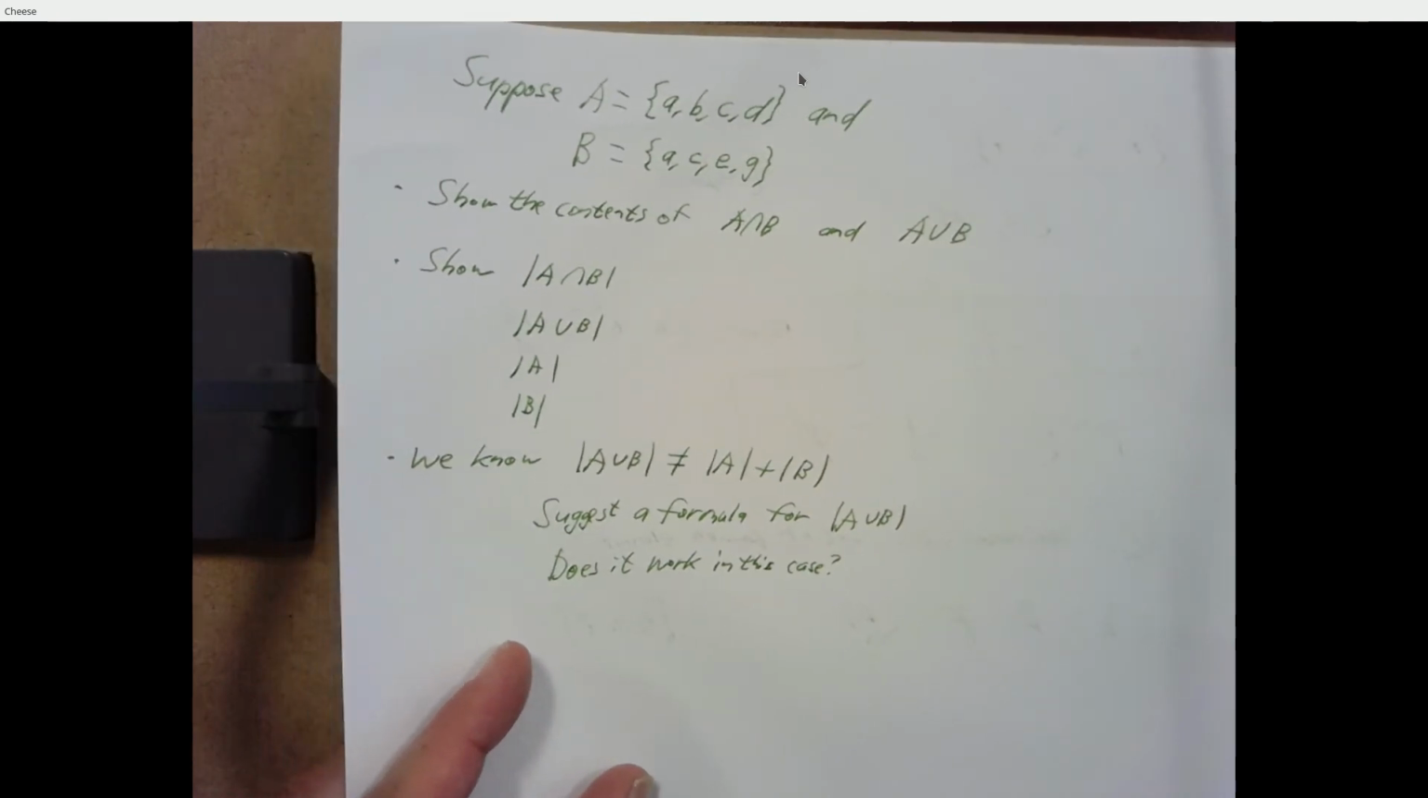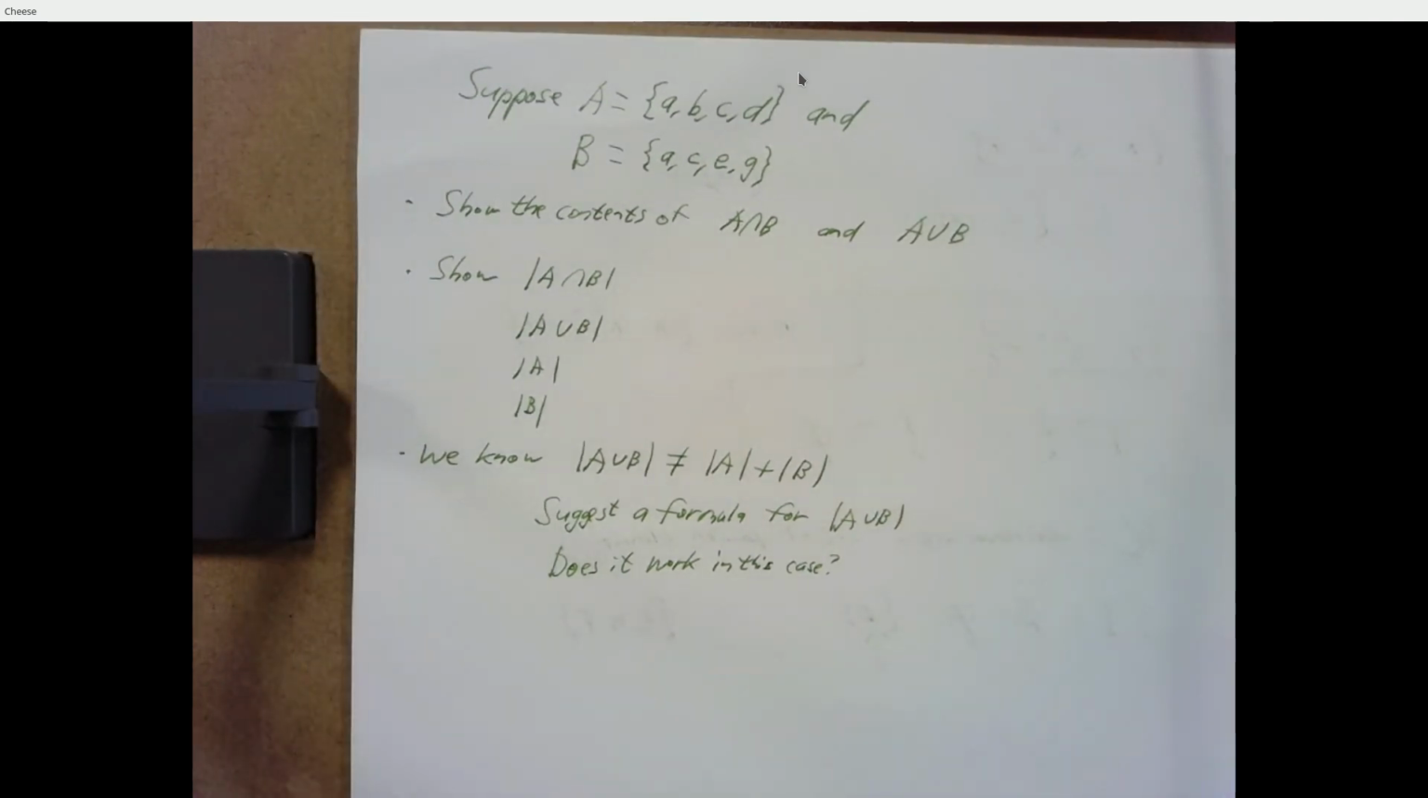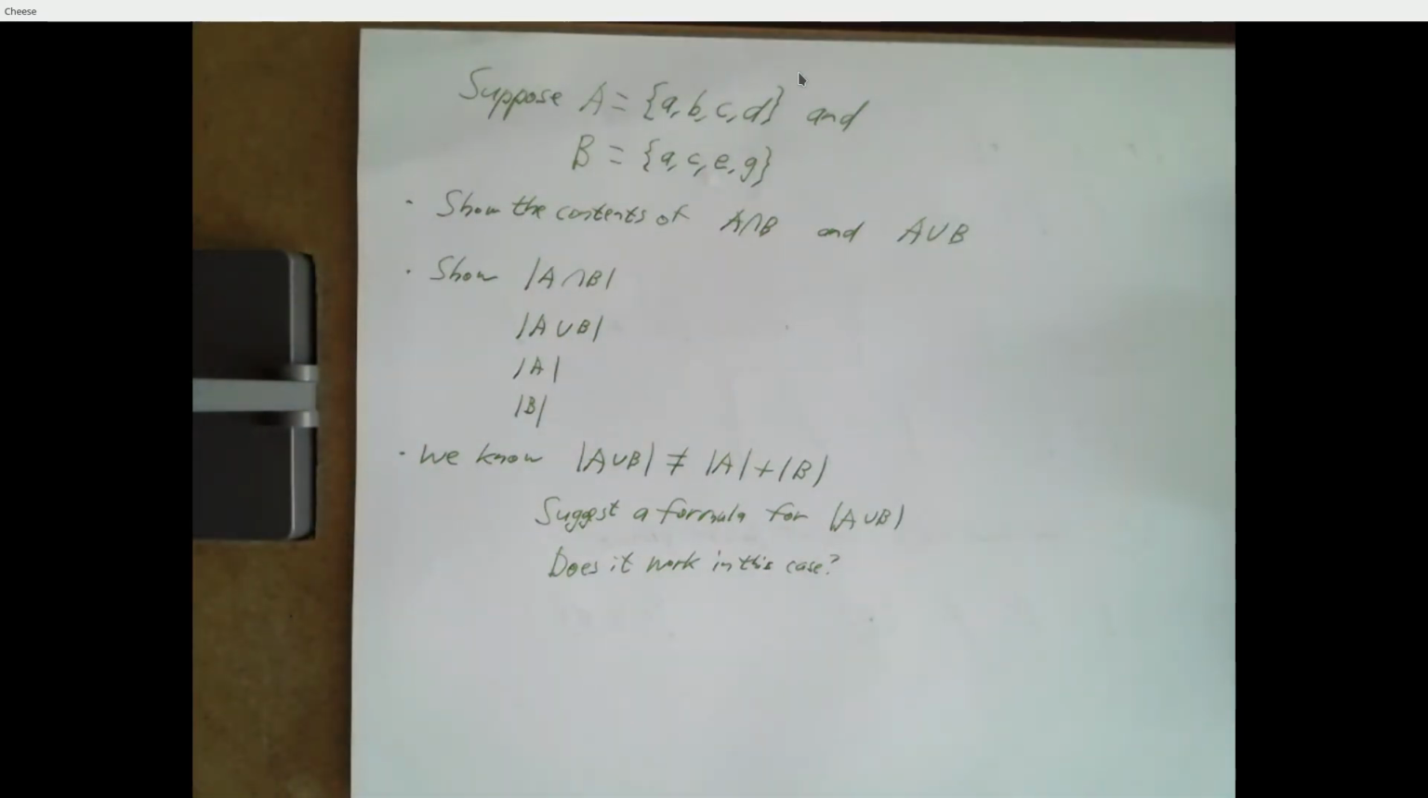All right, so here's a homework question to work on, and I'd like you to write this up and turn it in on Friday on paper. So A is the set ABCD, B is the set ACEG, and this is similar to a problem you already did. Show the contents of the intersection and the union. Show the cardinality of the intersection, the union of A and B.